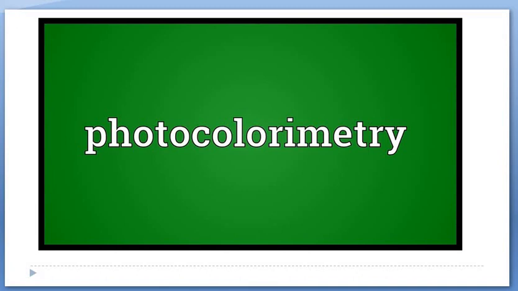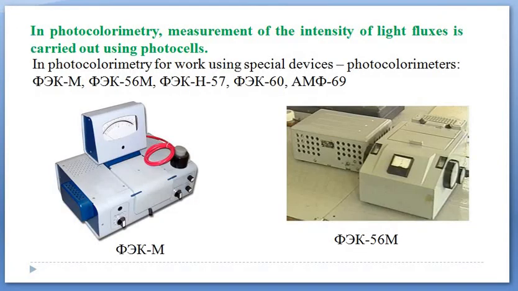Photocolorimetry. In photocolorimetry, measurement of the intensity of light fluxes is carried out using photocells. In photocolorimetry, we work using special devices, photocolorimeters. For example, we can see in the picture photocolorimeter FEC-M. It's this and FEC 56M. There are different types of photocolorimeters.